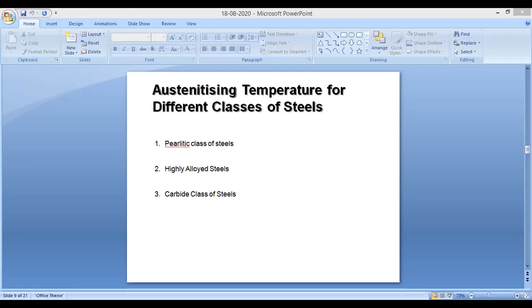For hypoeutectoid steels, the temperature will be 20 degrees centigrade above the critical point of temperature. For hypereutectoid steel, it is also 20 degrees centigrade above the critical point. That is, for hypoeutectoid steel, it is 20 degrees centigrade more than the critical point AC3 in the iron carbon equilibrium diagram, whereas for hypereutectoid steels and eutectoid steel, it is 20 degrees centigrade above the critical point AC1 in the iron carbon equilibrium diagram.